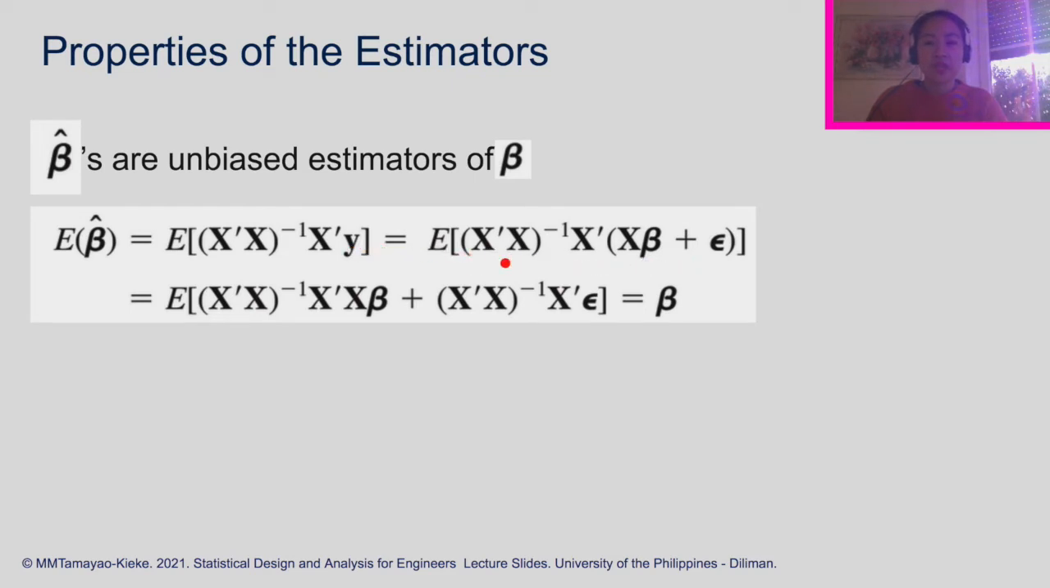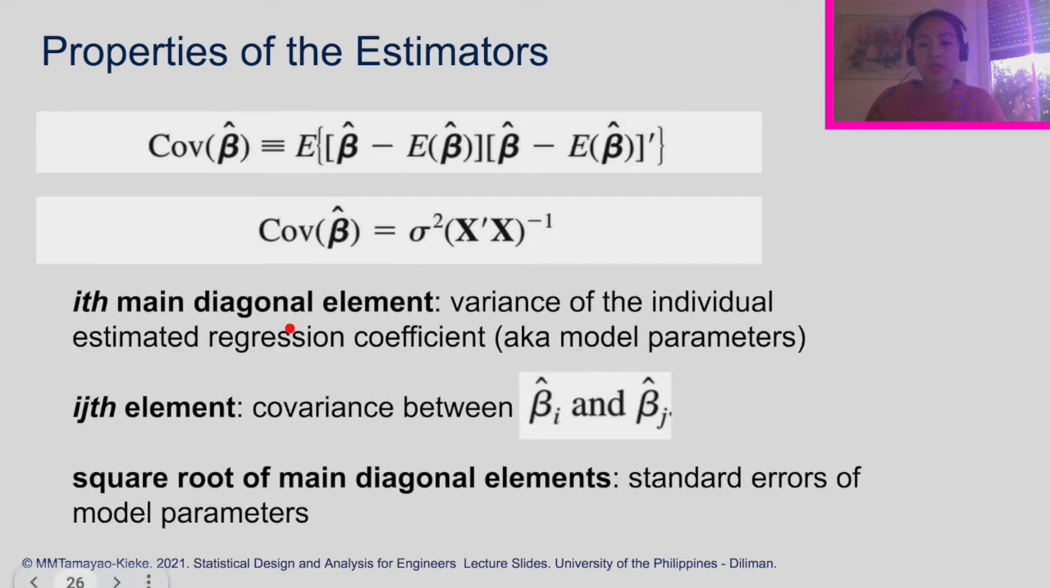Now, if we expand that further, we would have the inverse of X'X times X'X beta, plus the inverse of X'X times X' times epsilon, I should say. Now, we know that this one here is just, oops.